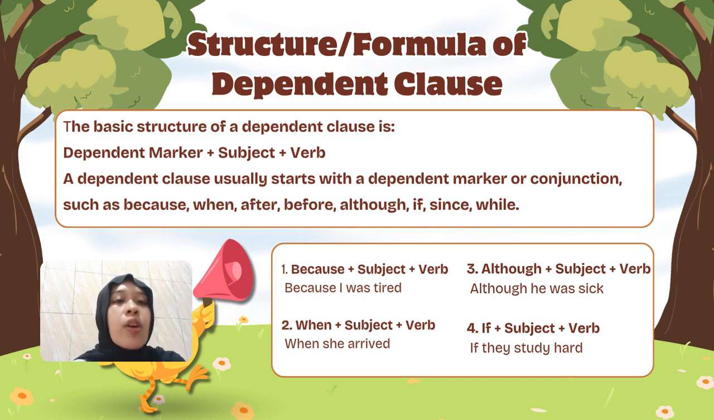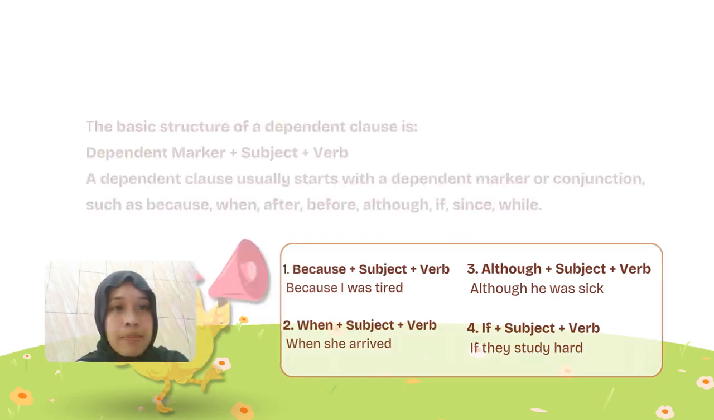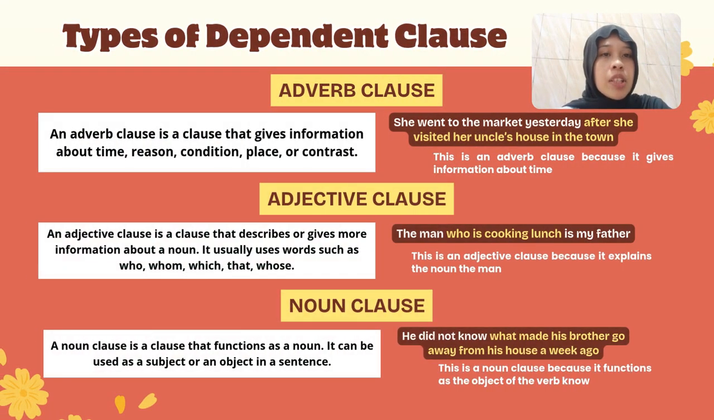So the formula is quite simple, but we have to remember that a dependent clause still needs an independent clause because the meaning is not complete yet. Okay, next I will talk about types of dependent clause. There are three types of dependent clause: adverb clause, adjective clause, and noun clause.